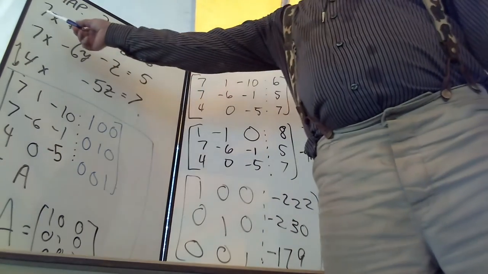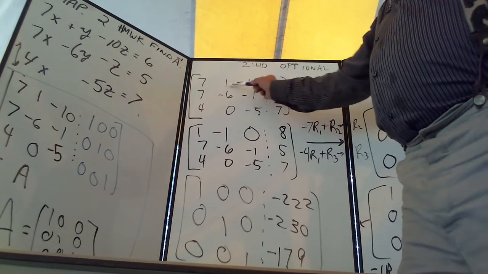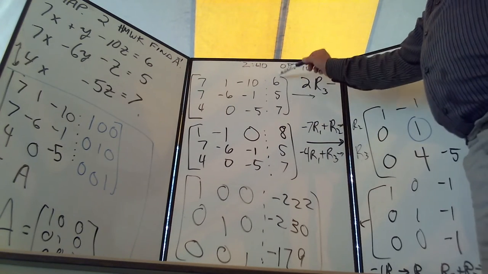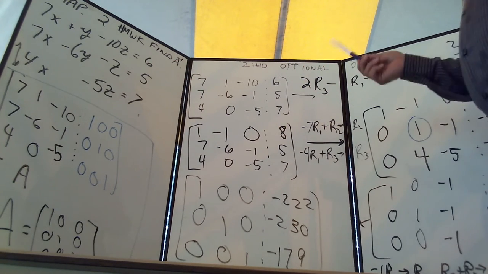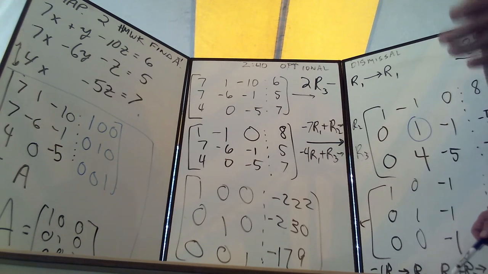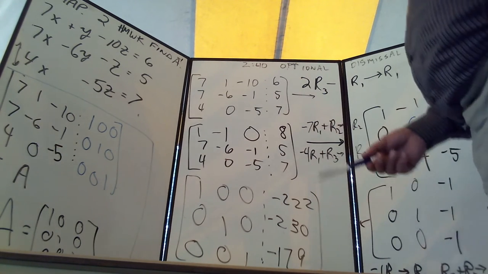So the coefficients, 7, 1, negative 10, 7, 1, negative 10. The constants, you don't write an equal sign, just write dot, dot, dot. 6, 5, 7, go there. Now what I'd like to do is get a 1 right here. I'd like to get it without dividing, because dividing by 7 will make fractions.